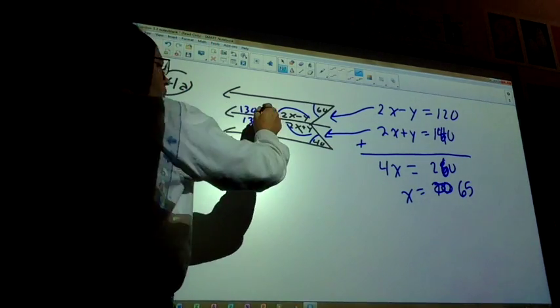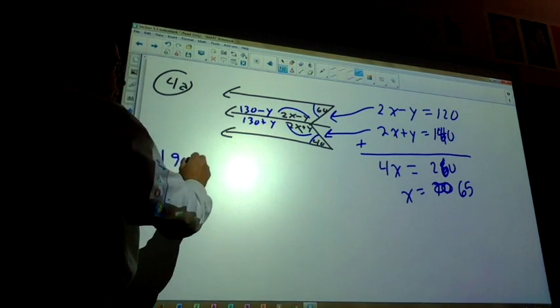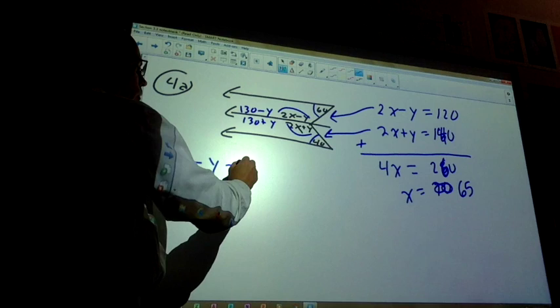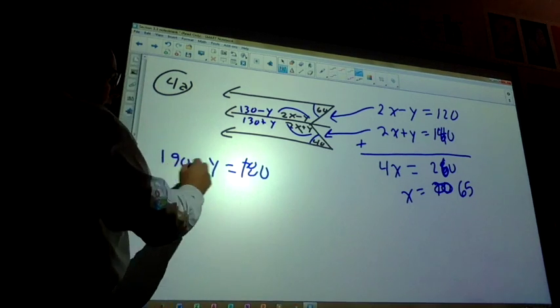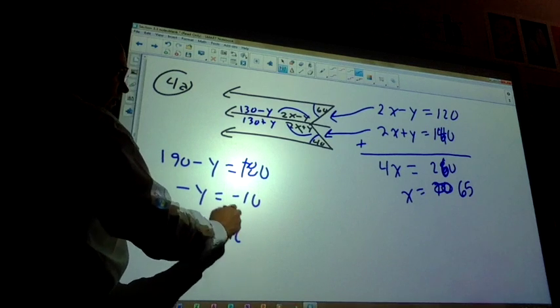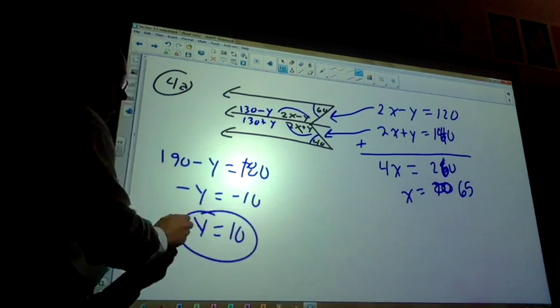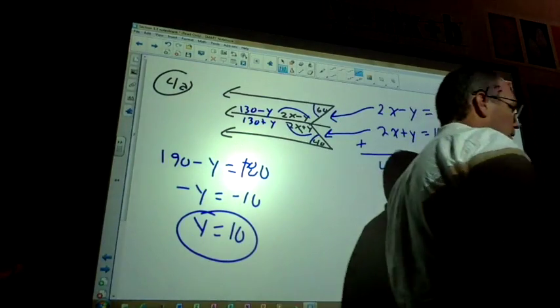Okay, so again, if I know this plus this, that's going to be 190 minus y equals 180. And I subtract that, I get that. So y is equal to positive 10. We're done. We don't have to solve both then. So y equals 10, x equals 65.